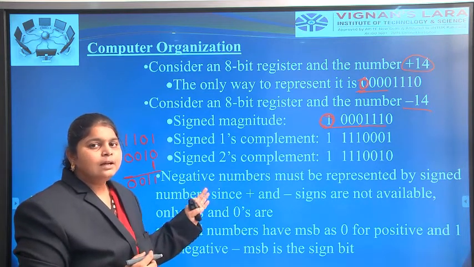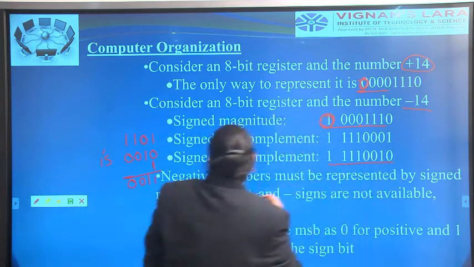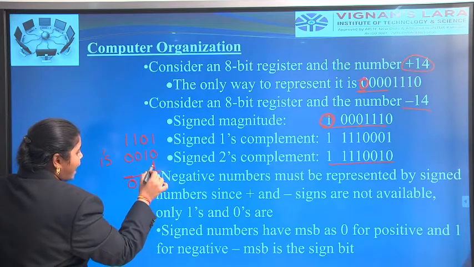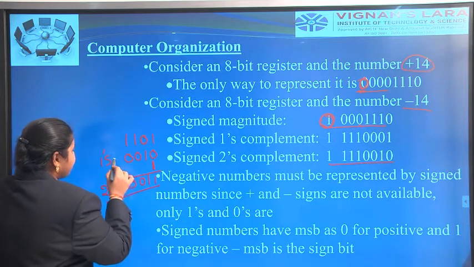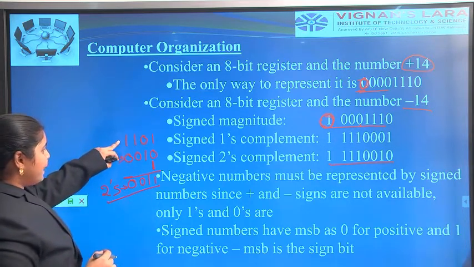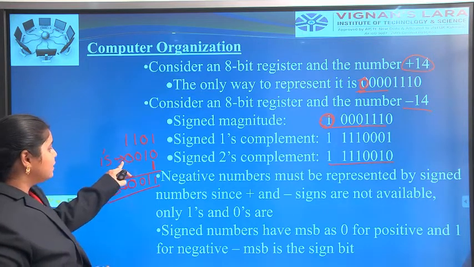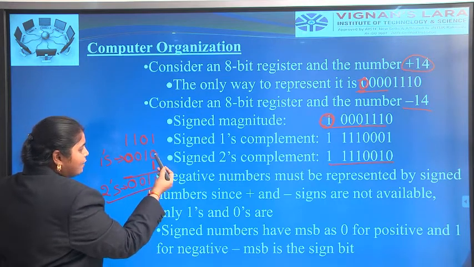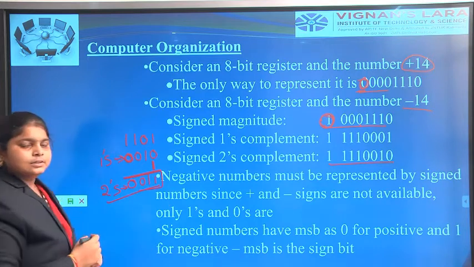By adding 1 to the 1's complement, we get the resultant output like this. This is the example of 1's complement, and by adding the 1, we get the 2's complement. This is the 1's complement and it is the 2's complement. This is the example. By conversion of this example into the 1's complement, the final result will be this. Okay, we have to add 1 to the 1's complement. This is the final result.